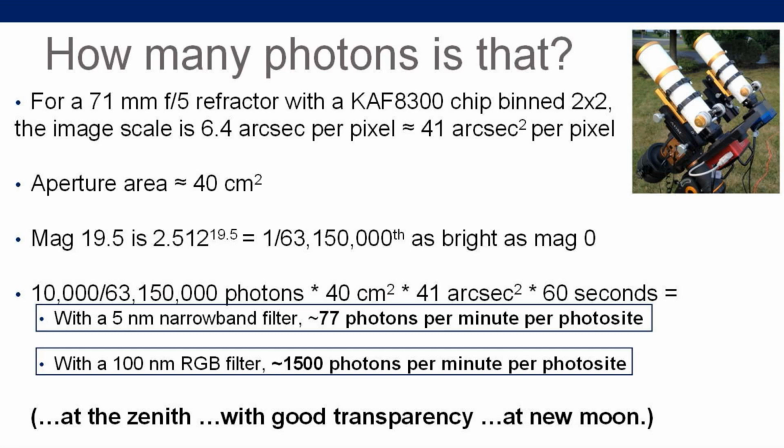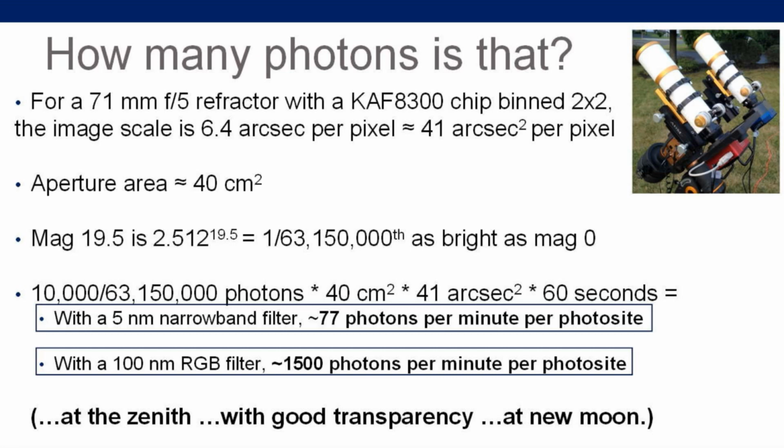So running through the math, 10,000 was our benchmark, but we have to divide that by 63 million because we're actually at magnitude 19.5. We're going to multiply that by the size of our aperture, by the square arc seconds of sky per pixel, by a 60-second exposure, and then by 5, because I was using a 5 nanometer passband narrowband filter. That works out to about 77 photons per minute.